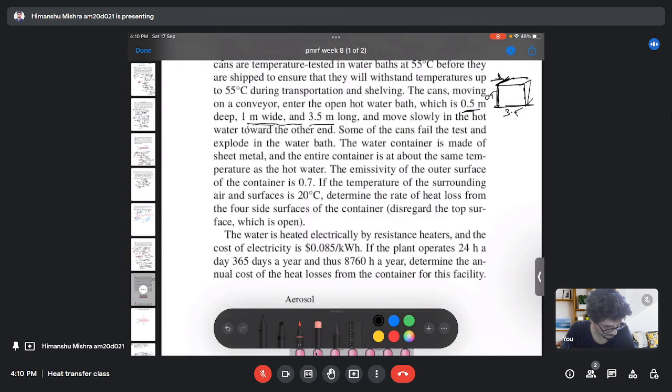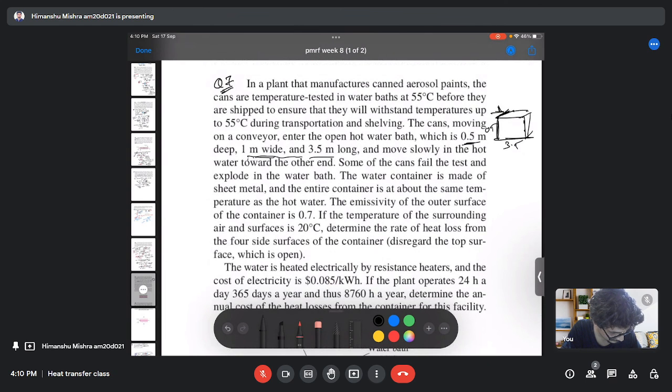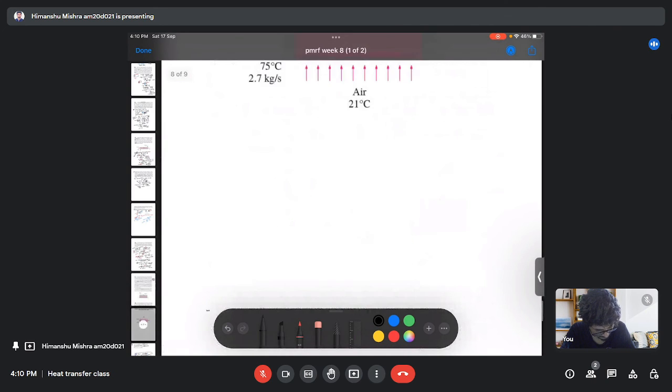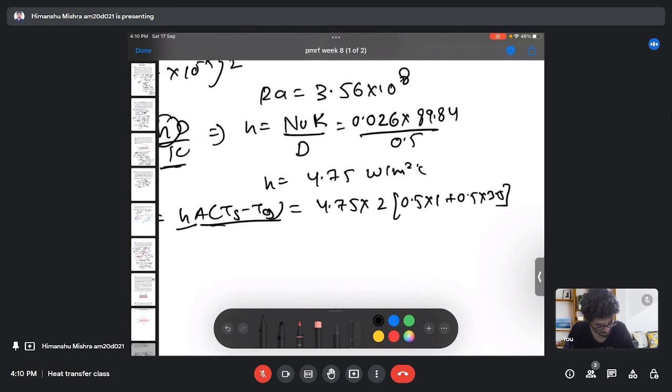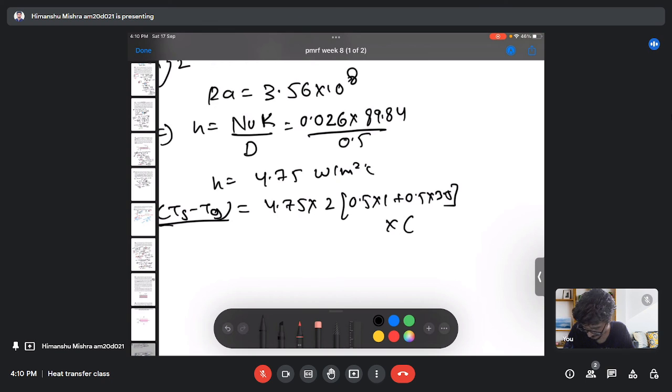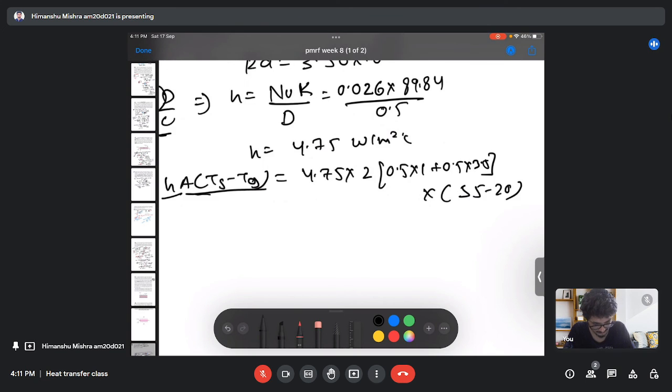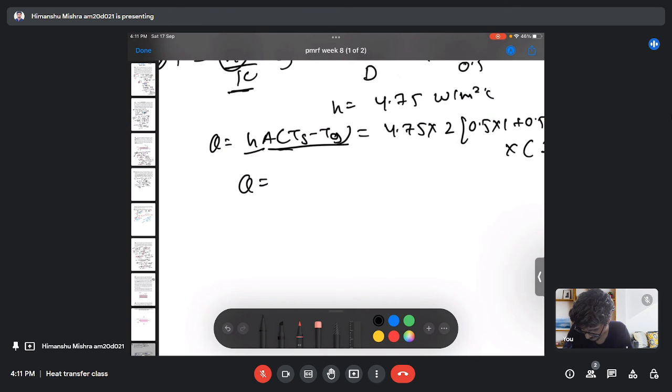So there will be convection here and here. So my area would be 0.5 multiplied by 1 plus 0.5 multiplied by 3.5, and the temperature difference we are given is 55 minus 20. So on solving, my heat transfer will be 748.1.